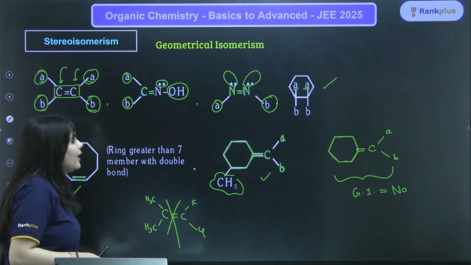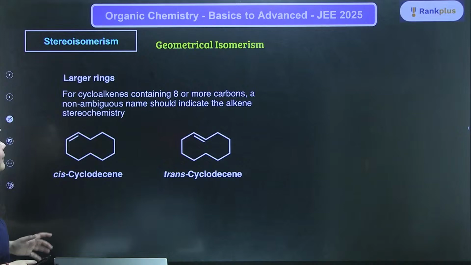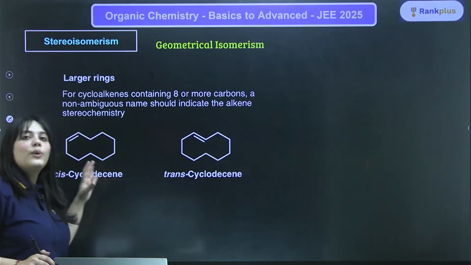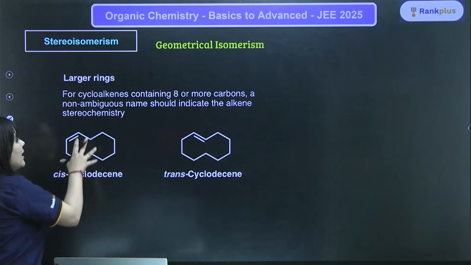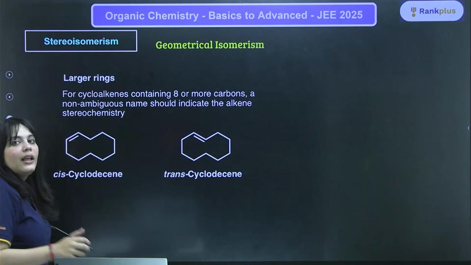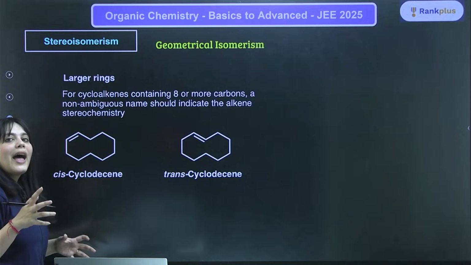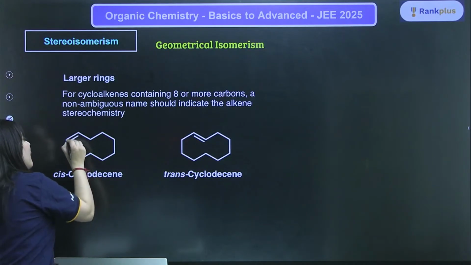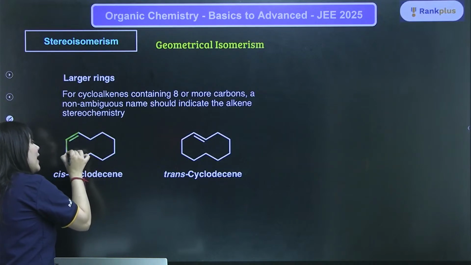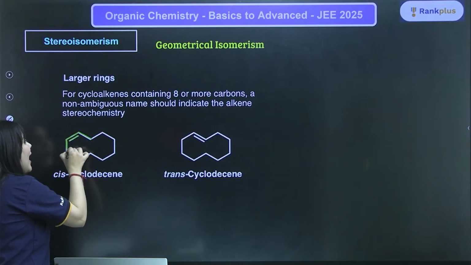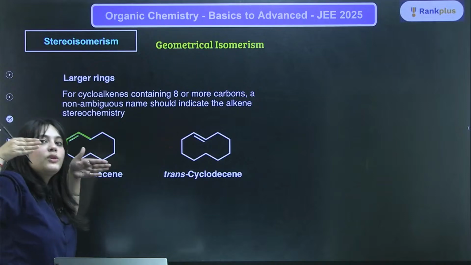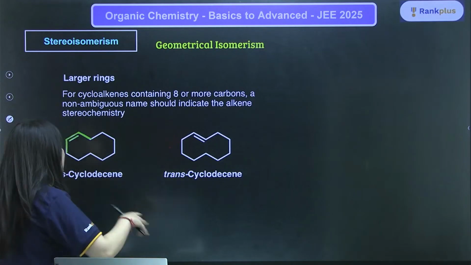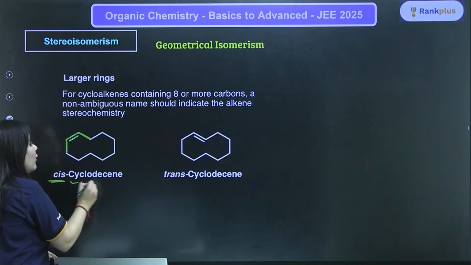ठीक है? Chaliye, next, beautiful. For example, for the larger rings, what I have written over here, understand. For the larger rings, what have I written? For example, this is a large ring, ठीक है? And here, the larger rings we can signify as whether it is a cis ring or a trans ring. What do I mean by that? For example, when the double bond is over here and both the CH3 groups are at the cis position. Can everyone see this is the cis position? Why? Because the CH3 groups are on the same side of the double bond, right? So this is a cis cyclodecene.